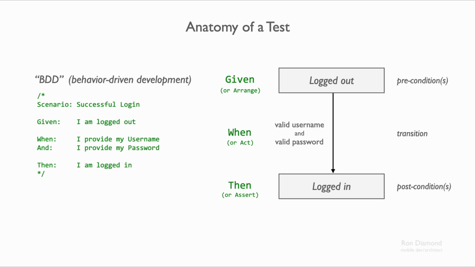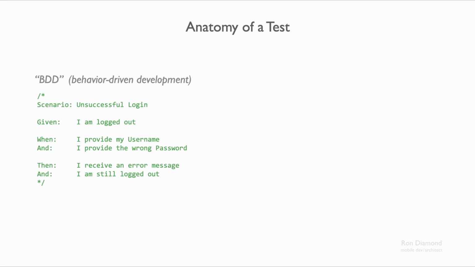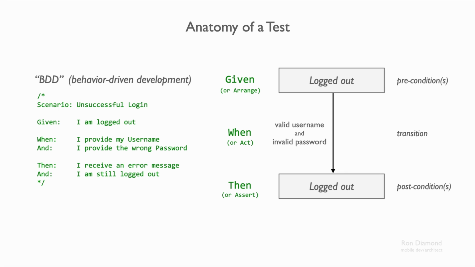Now, depending on the specific style of BDD, you may see other words used like arrange, act, and assert. But it's all the same thing. All right, let's look at another scenario. How about one possibility for an unsuccessful login? Given that I am logged out, when I provide my username, and I provide the wrong password, then I receive an error message, and I am still logged out.